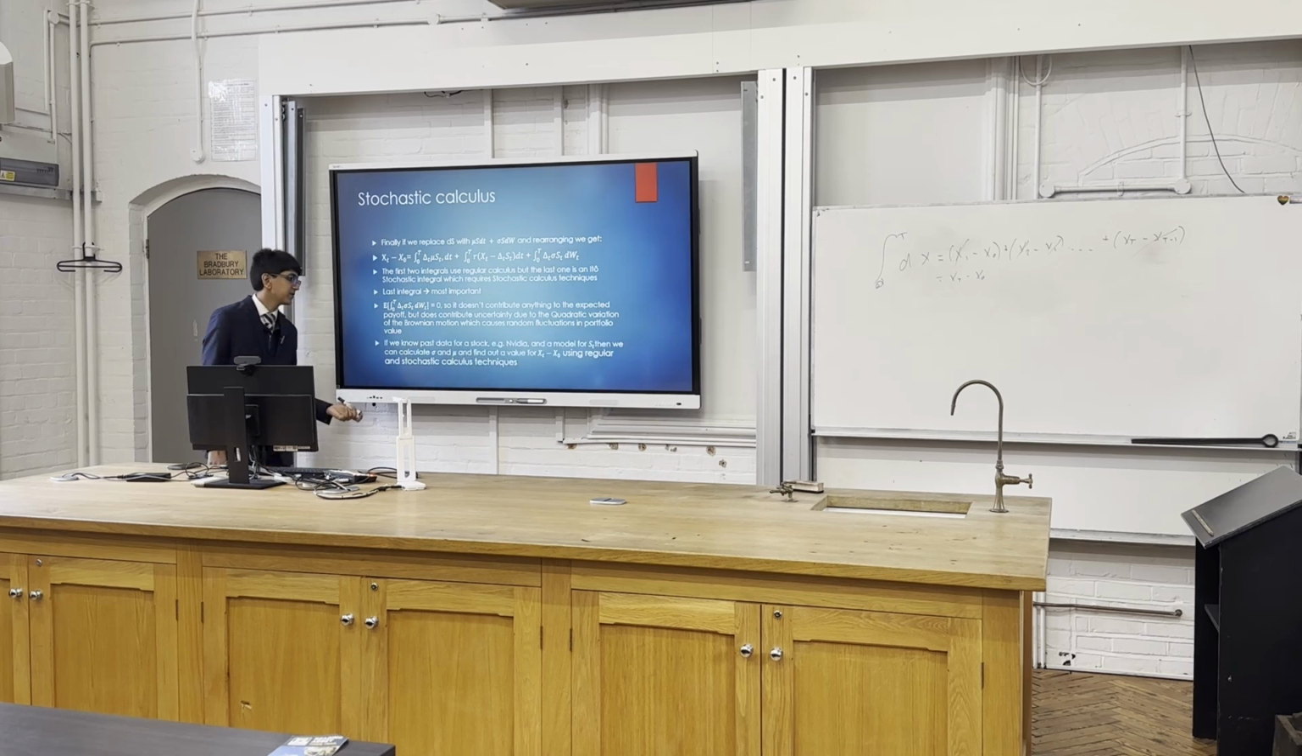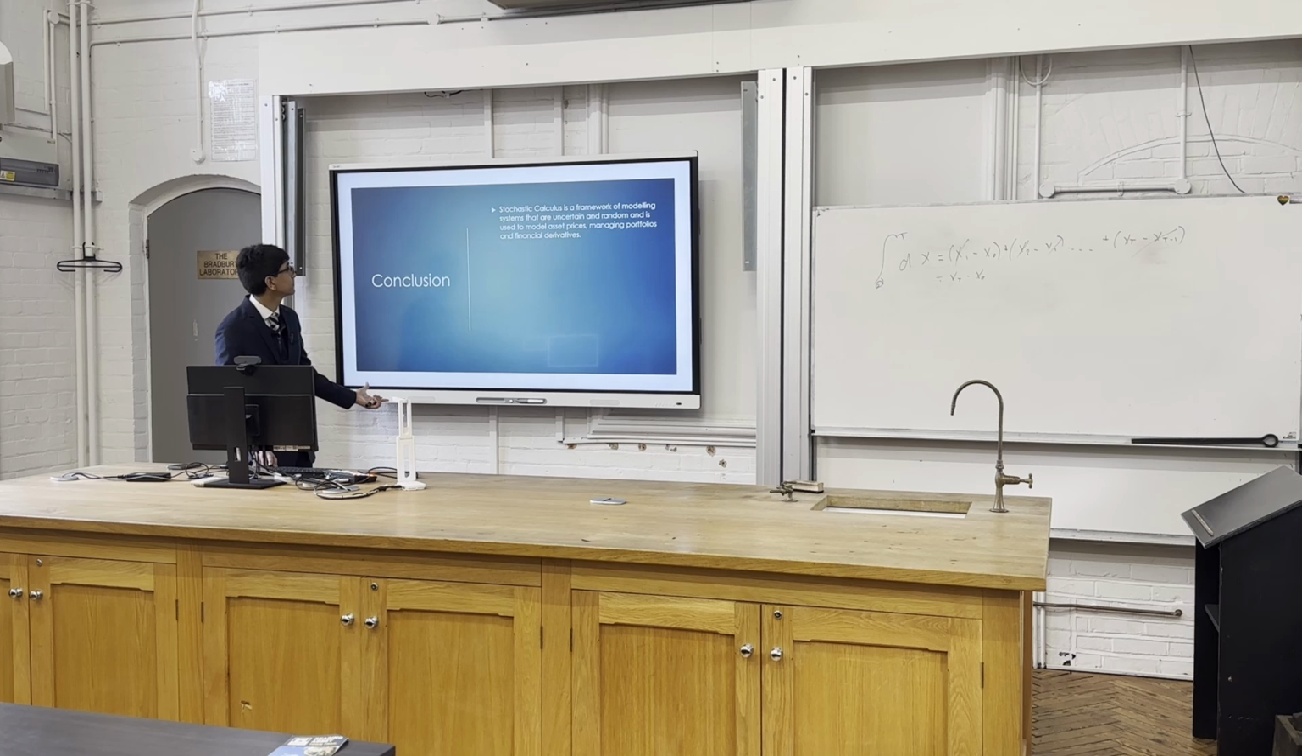If we know the past data for a stock, and if we have, the key part, a model for S of t, which I'm not going to cover, so if we know how a stock changes, we can calculate sigma and mu, which are the constant of volatility and the constant of expected return. So we can find a value for X of t minus X of 0 using regular and stochastic calculus techniques, which is the key part.